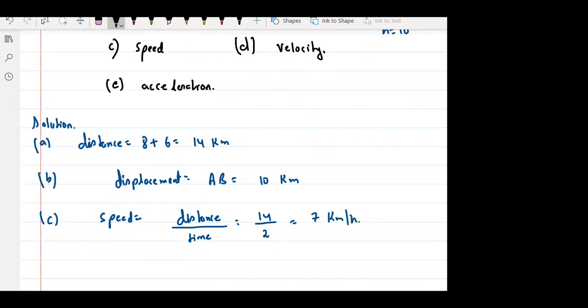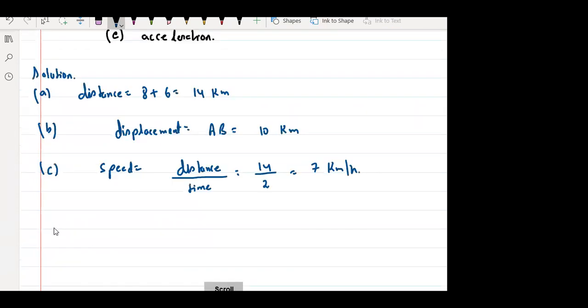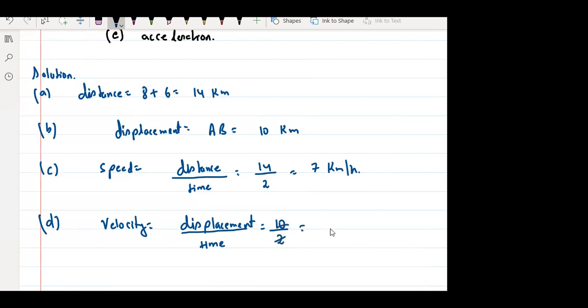Now, when you talk about velocity, right? Velocity is rate of change of displacement. Okay, right? Velocity is rate of change of displacement. That is displacement per unit time. Displacement by time. Displacement is 10, time is 2. So it is 5 kilometer per hour. Velocity is 5 kilometer per hour.